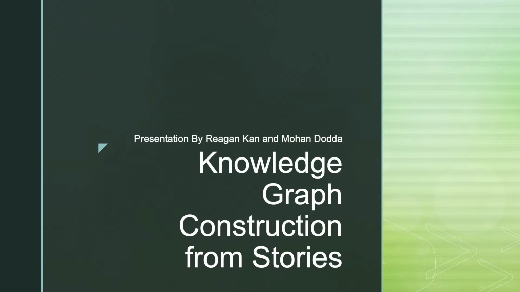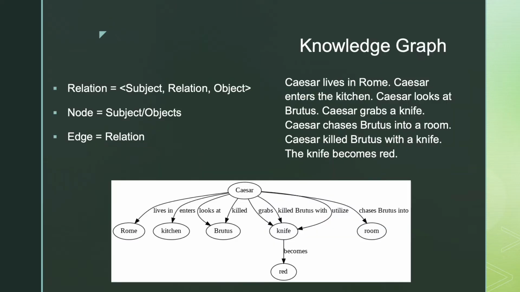And this knowledge graph captures the state of our story. We can use this state as a particular event and reinforce structure to better generate the next plot point. So how are our knowledge graphs structured? We have nodes and edges. The nodes are subjects and objects of sentences in our story, and edges are relations within our story.